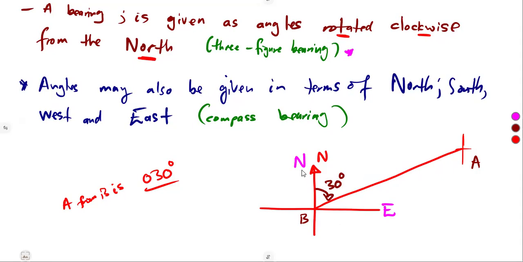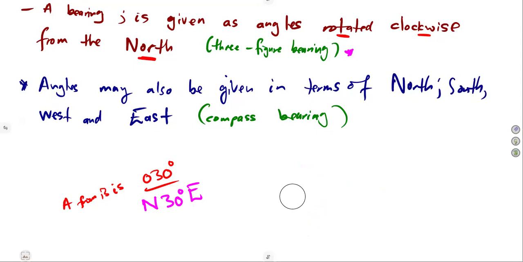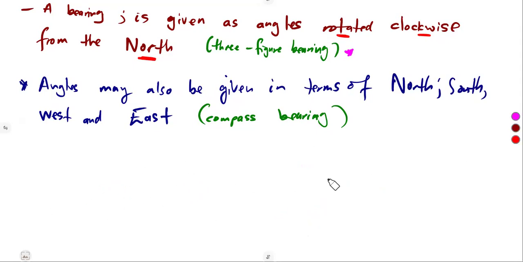So you're saying from the north going where the arrow is, we are going to the east. So you can write the same bearing as north 30 degrees to the east. Same bearing. They can ask you to rewrite, or they can write any way they want. You must be able to analyze that.